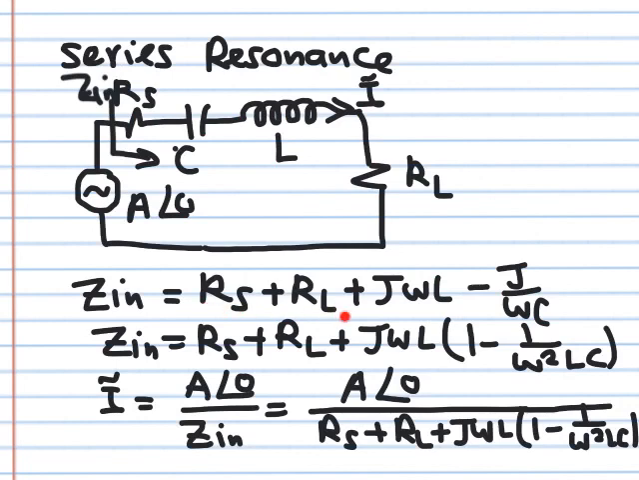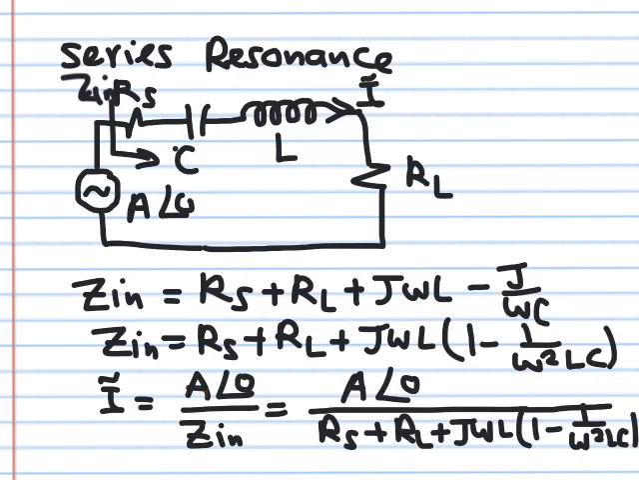Now I can take this input impedance and take j omega L as a common term. So I get here 1 minus 1 over omega squared LC. Then what is the total current flowing in the circuit? The total current, as we did in DC, is the phasor of the source divided by the total input impedance. So it's A angle 0 divided by Zin.